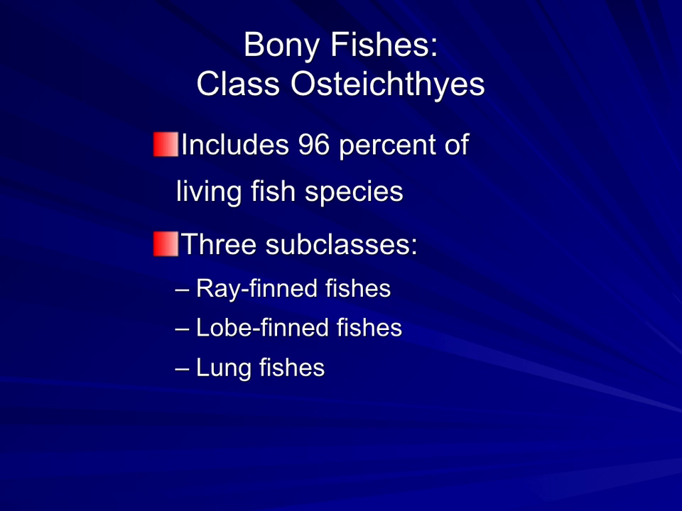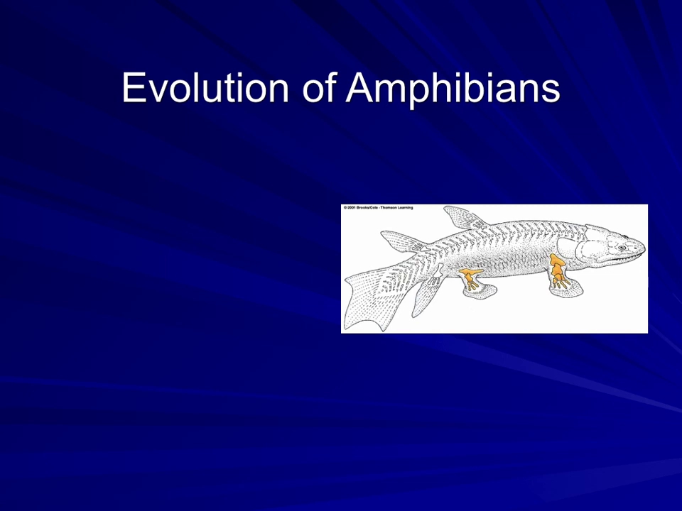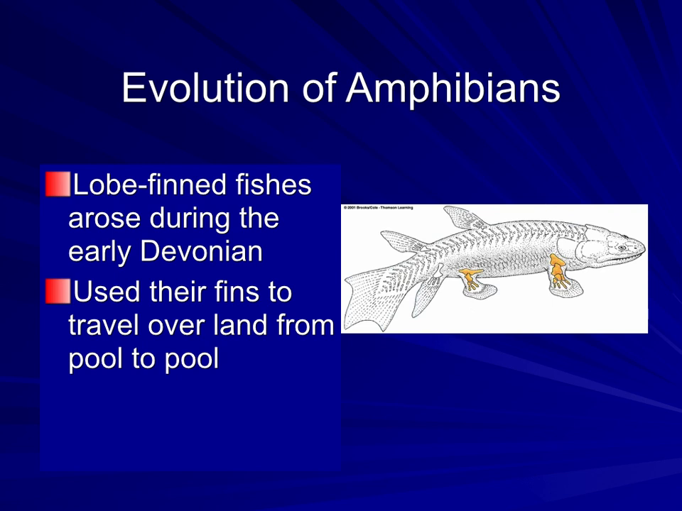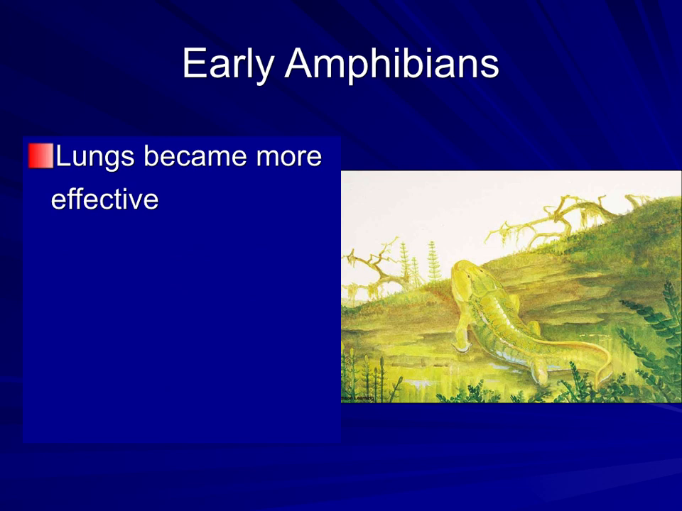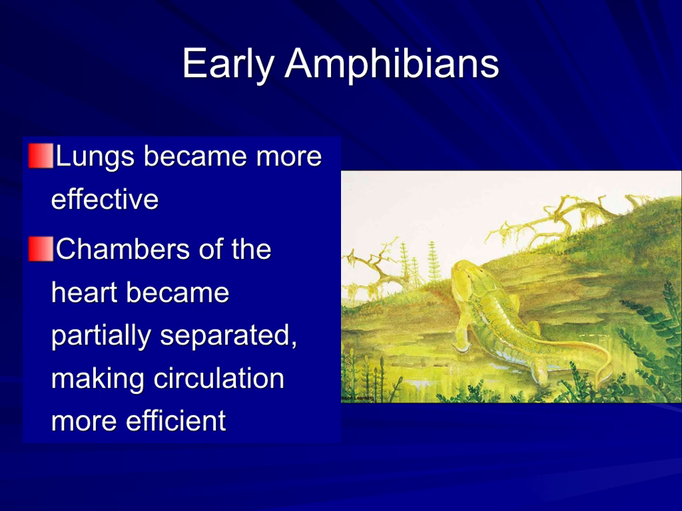As we move through our fish, we have a body plan here. Before we move on, we see the different fins and the bones of them. But now we're going to look at the evolution of amphibians. Lobe fin fishes arose during the early Devonian and used their fins to travel overland from pool to pool. These lobe fin fishes had the ability to move onto land, which we know early amphibians did. Lungs became more effective, and the chambers of the heart partially separated, making circulation more efficient.